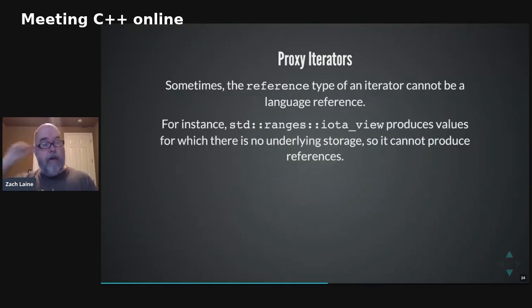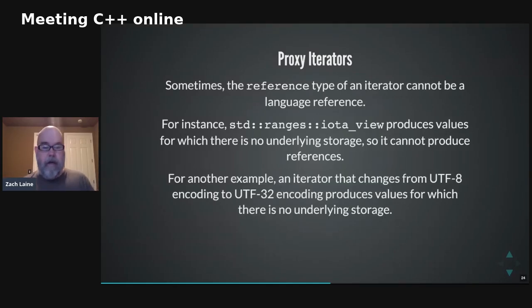And a reason you might want to have that is, let's say you're implementing std::ranges::iota_view, okay? So iota_view is iterating over some sequence of integral values, right? From 0 to 5 or from 0 to infinity. And at each step, it generates a new number just by adding 1 to the previous value. There is no underlying sequence to generate references from. So it's going to give you a value, not a reference, every time. So it's got to be a proxy iterator.